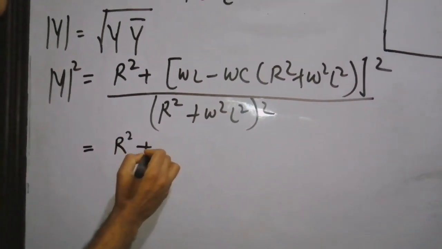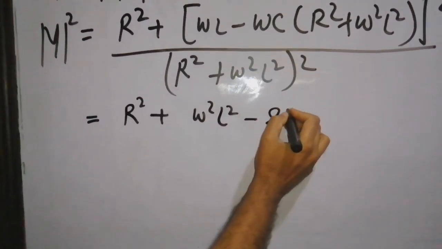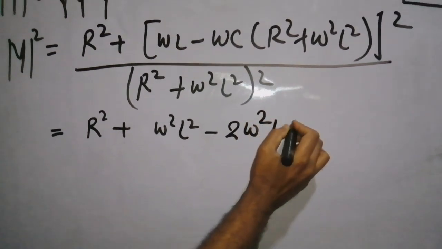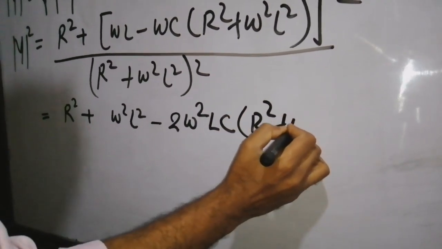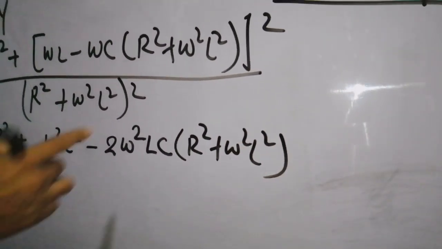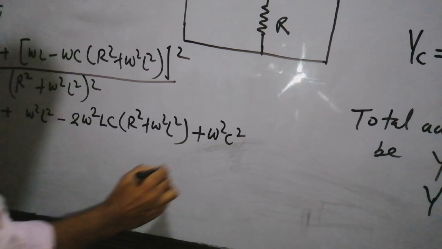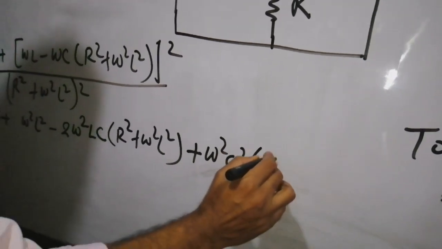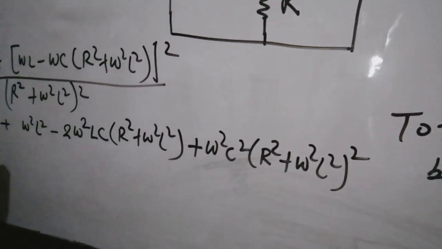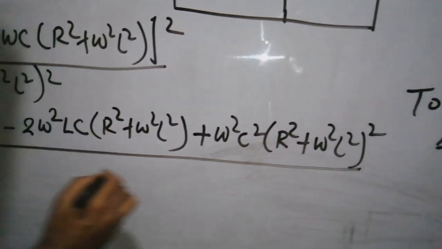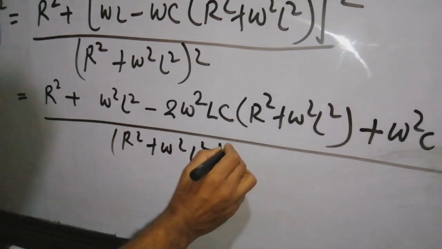Let me write r square plus omega square l square. And the middle term, 2ab term, so 2 omega, and omega is omega square, and this gets the LC. And this term is still r square plus omega square L square. And next b square, so that term is omega square C square. And that's r square plus omega square L square, and this whole square. And the denominator is still r square plus omega square l square, this whole square.